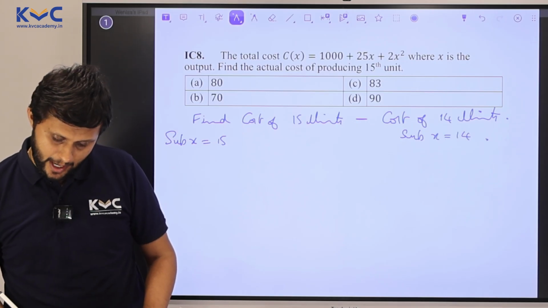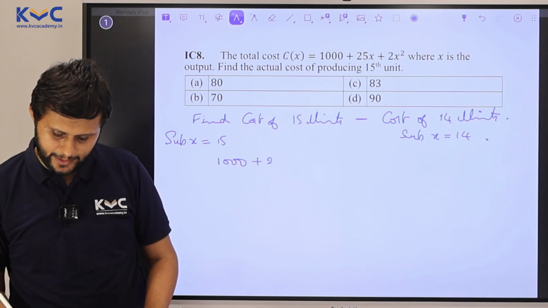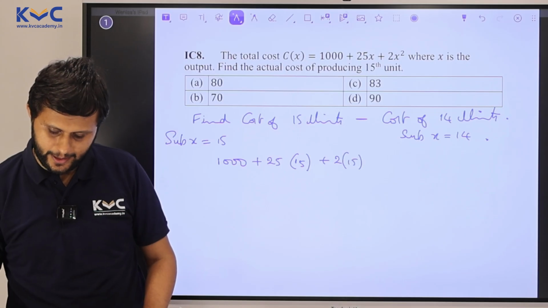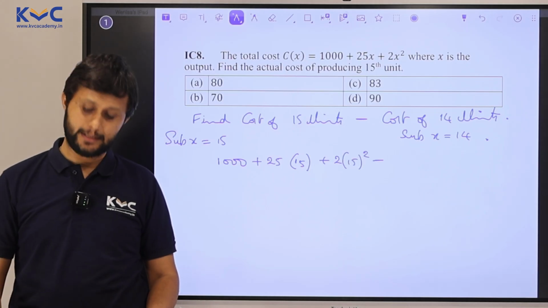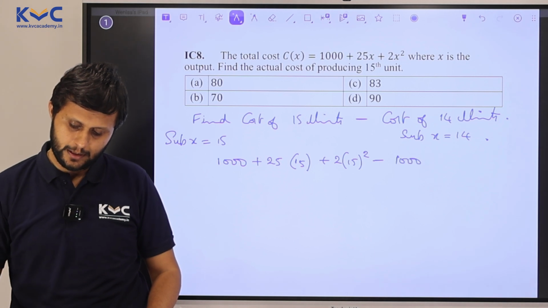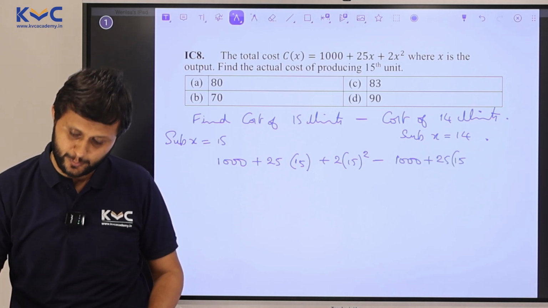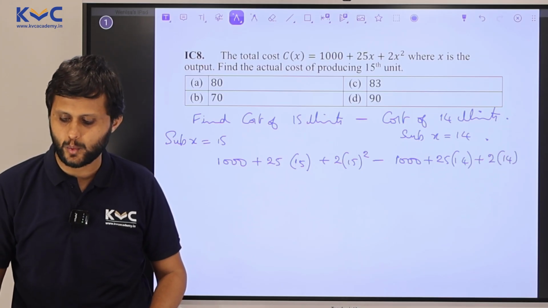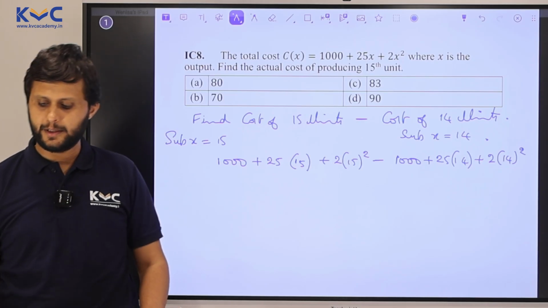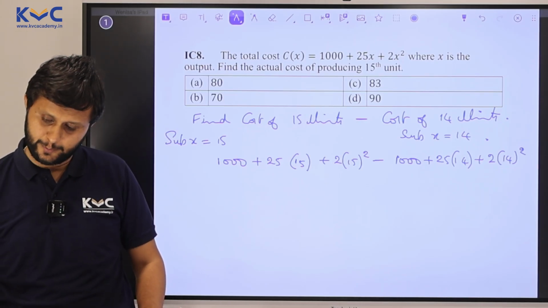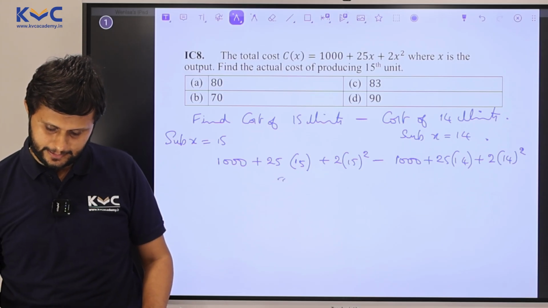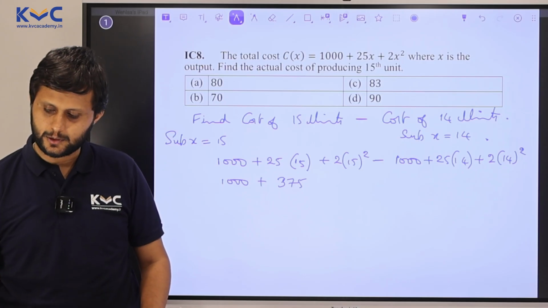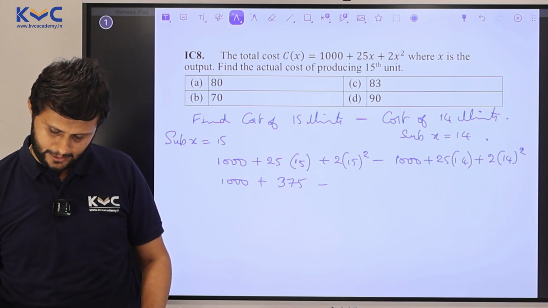So if I substitute, I get 1000 plus 25 into 15 plus 2 into 15 square. That is the cost of producing 15 units. Cost of producing 14 units: 1000 plus 25 into 14, sorry, 14, plus 2 into 14 square. Correct? 15 into 25 is 375. 15 square is 225, into 2 is 450.